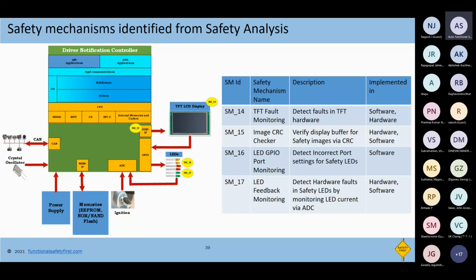The last one is the LED feedback monitoring. Here we need to detect any hardware faults that are in the LEDs, like open or short of the LEDs, for example. And so we need a LED feedback monitoring, which is done using the ADC. Next slide.